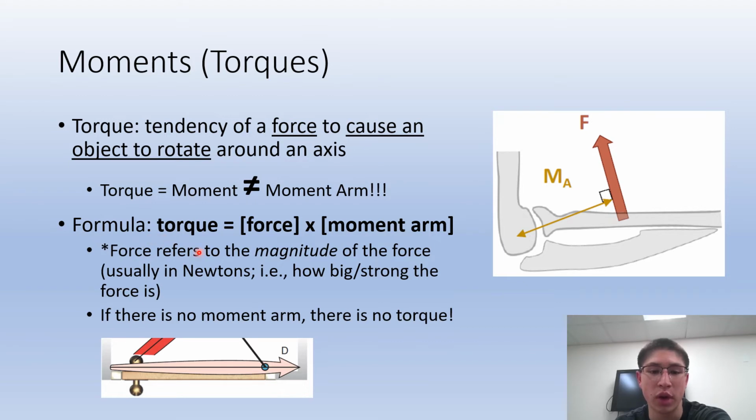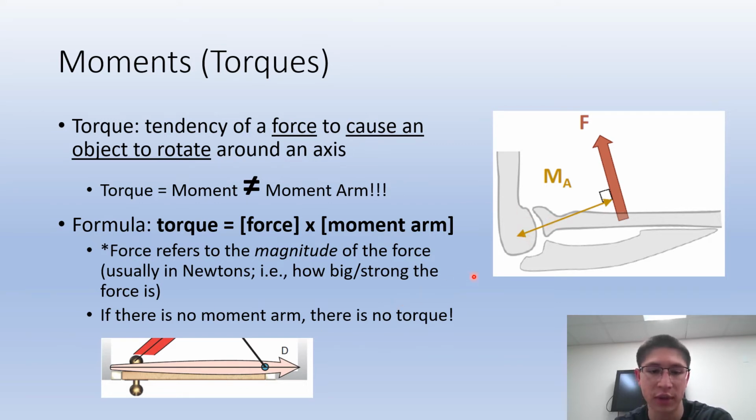So the formula for torque, which you should have learned, is just that torque is equal to the force multiplied by the moment arm. And to be clear, when we talk about force here, we're talking about the magnitude of the force. So just how big or how strong the force is, and that's going to be expressed in newtons. So if we look at this example here on the right, we don't have any numbers to put here, but here's the magnitude of the force, right? It's just represented by the length of the arrow. And then here's the moment arm. So if you wanted to calculate the torque or the moment, you would just multiply the force by the moment arm, and then that would give you your torque.